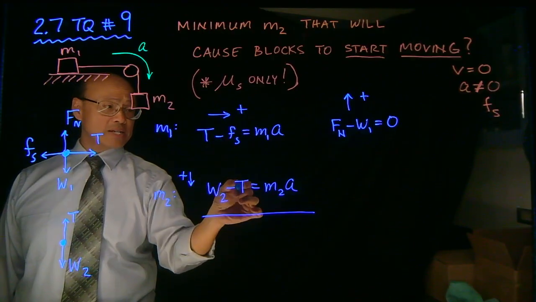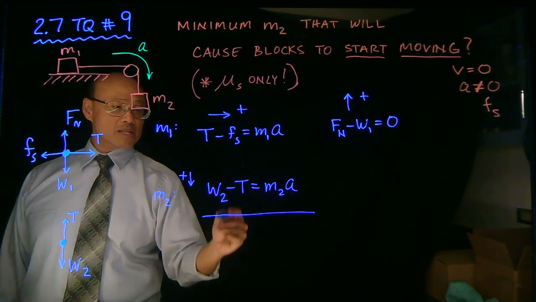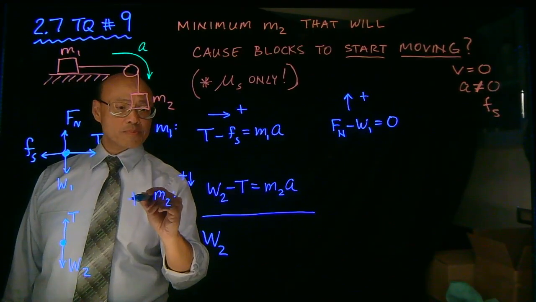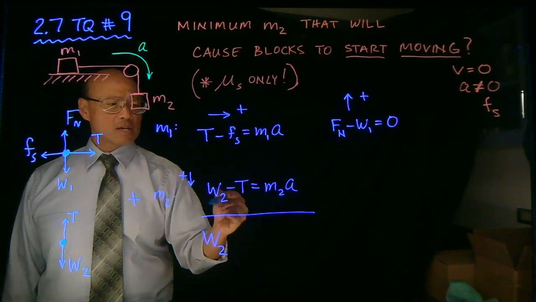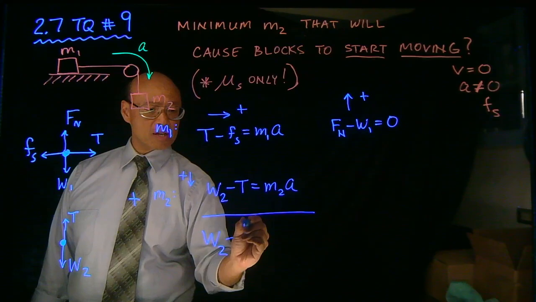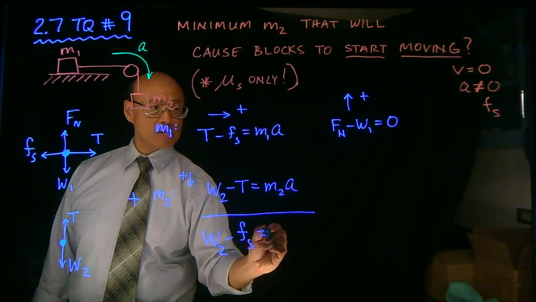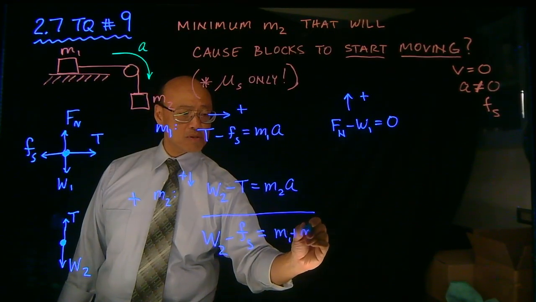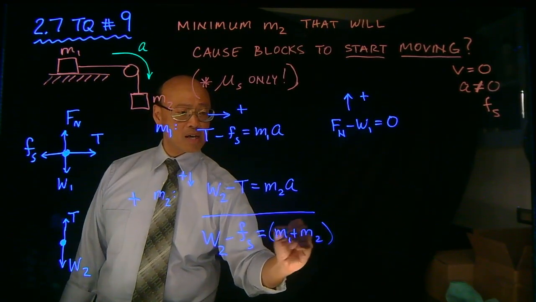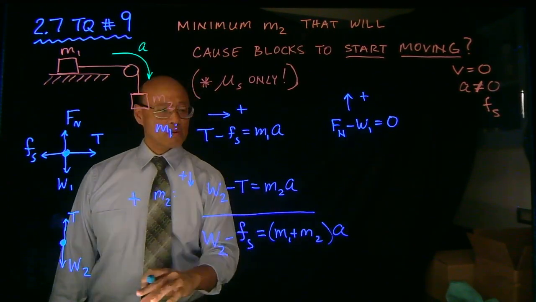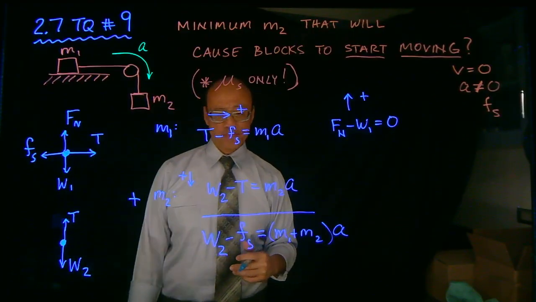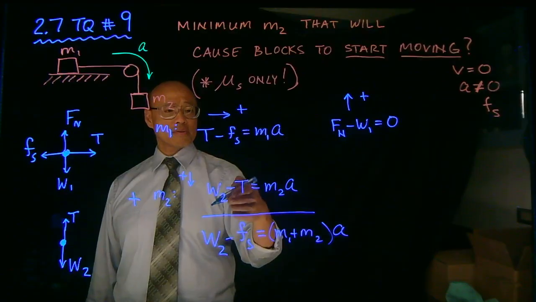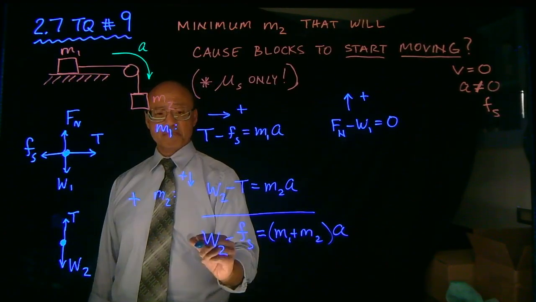So this T minus T, 0. But I've got W2 because I'm adding them. So I'm adding these two equations. W2 minus Fs has to equal, if I add these two, M1 plus M2 times A. Or maybe I'll keep them separate, not sure. Okay, well, what's W2? W2 is just M2G.